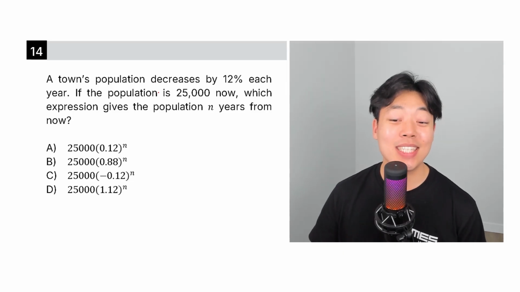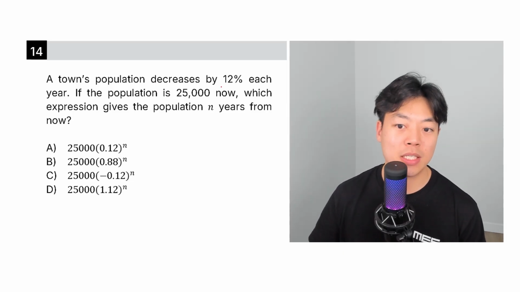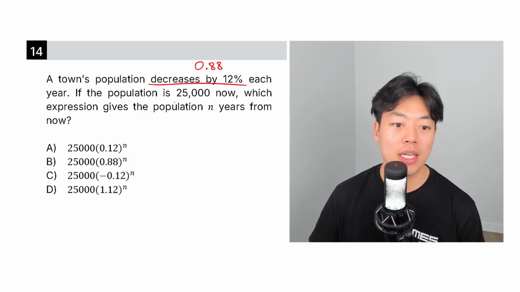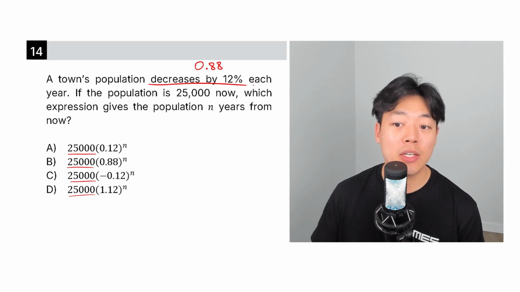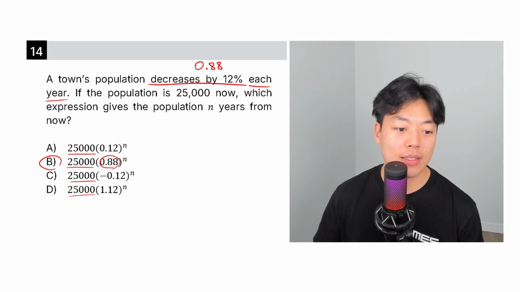A town's population decreases by 12%. So if it decreases by 12%, that means we now have 88% of the population left. If the population is 25,000 now, which is the initial value that all of these have, which expression gives the population n years from now? Since we're decreasing 12% each year, we're left with 88% after each year.